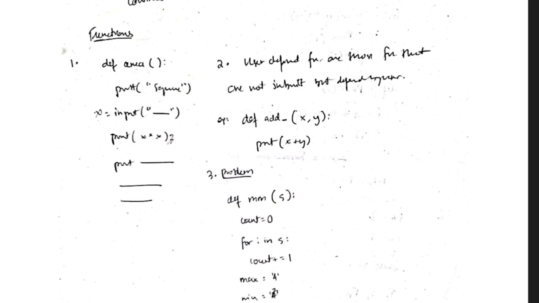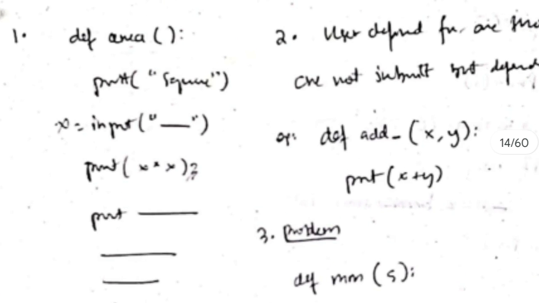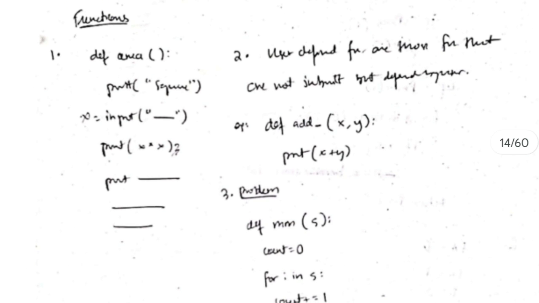Coming to the third topic, you have to know how to write functions. Let me show you how you'll define a function. Just write def. def is for definition. You are defining a function, so you have to write def. Then write the function name, and inside the brackets any parameters if it's accepting. For now, let's keep it without any parameters.